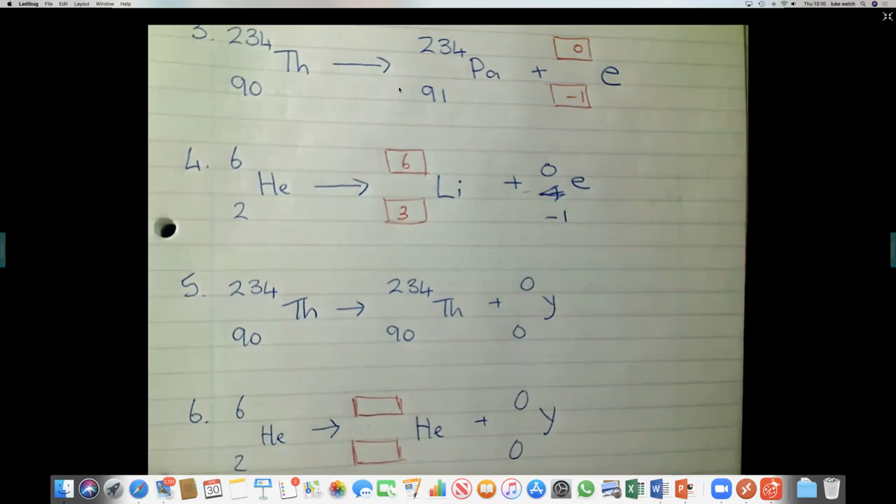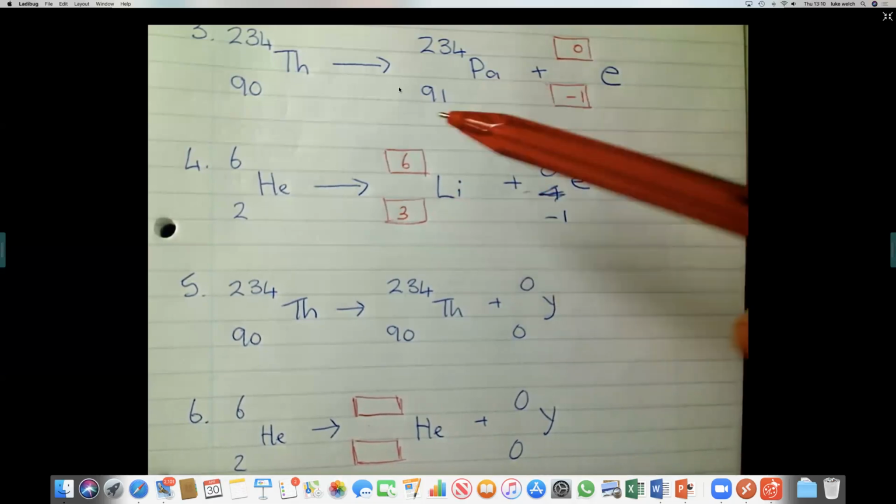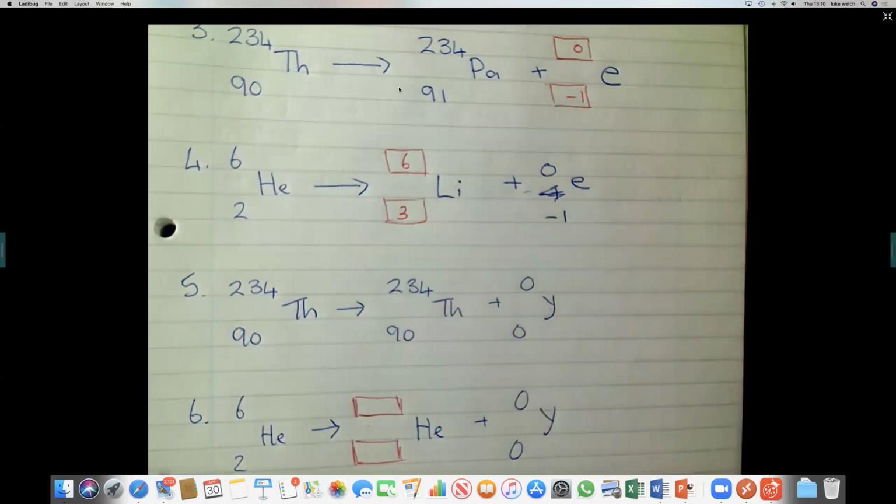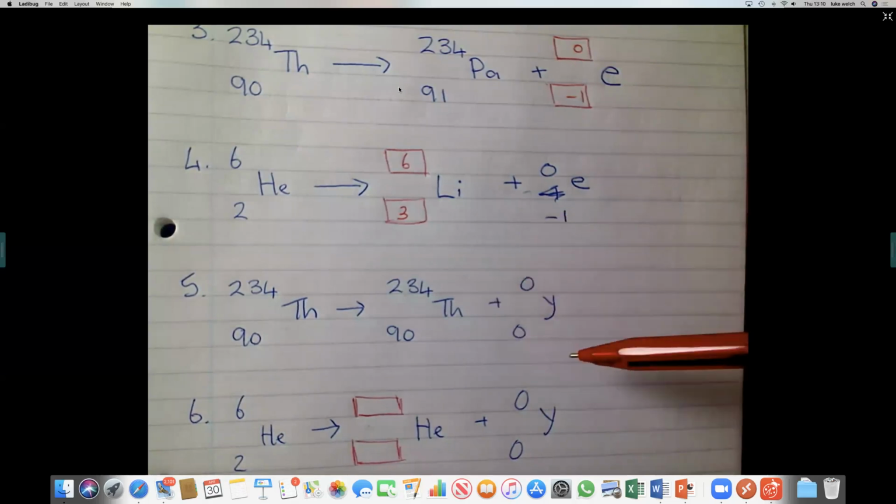This one is just an example to show you. We've got our element here. Starts at 234, mass number, 90, proton number. But then it goes to 234 and 90 again. But something's happened here. That's what the arrow is telling me. It's emitted some sort of radiation. And you can see here, this is the sign for gamma radiation. But as we know, gamma radiation doesn't contain any subatomic particles. So therefore, nothing has changed.